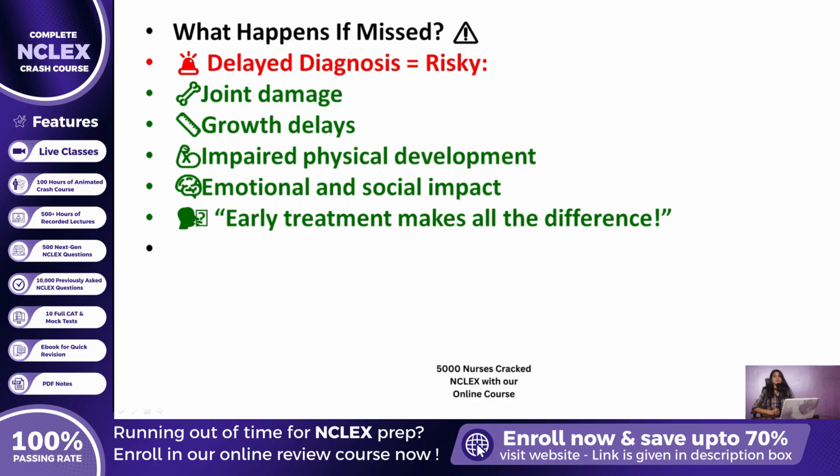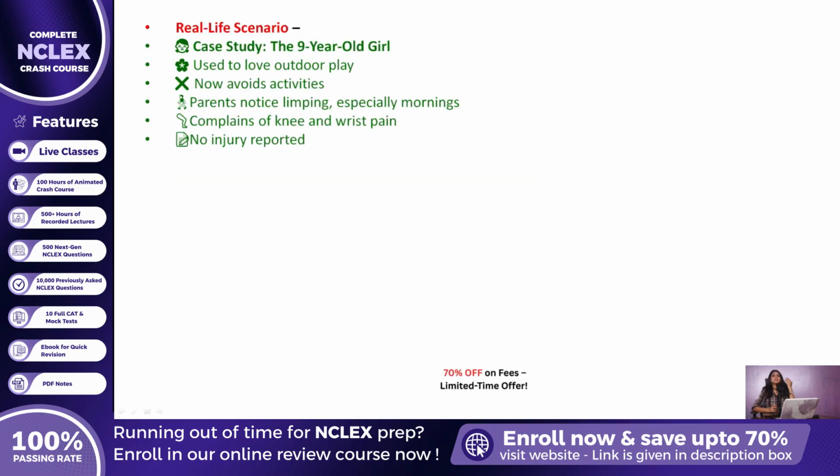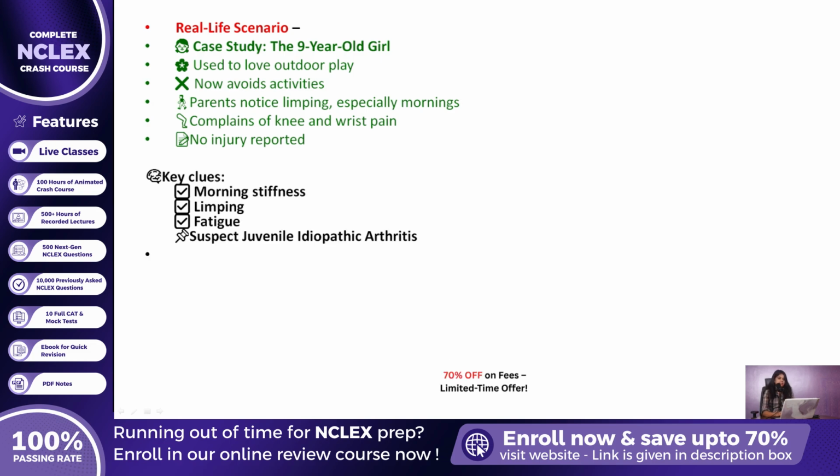Now, here's an important scenario to remember. A 9-year-old girl who used to love playing outside suddenly starts refusing to join in. Her parents notice she is limping, especially in the mornings, and she occasionally complains that her knees or wrists hurt. There is no history of any injury. This combination of morning stiffness, fatigue, and unexplained joint pain should raise a red flag for juvenile idiopathic arthritis. Early recognition and referral are essential in preventing long-term joint damage and supporting the child's overall health.